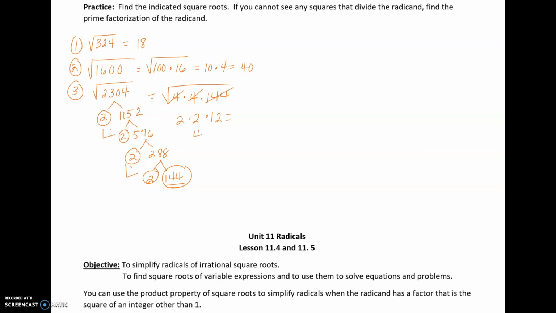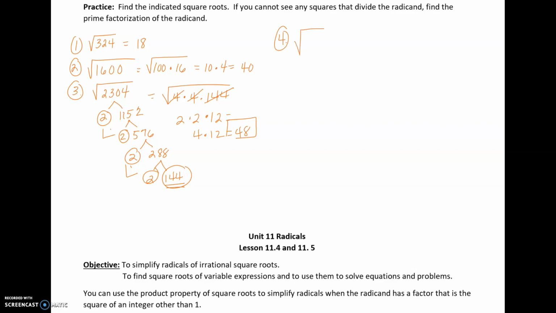2 times 2 is 4, and 4 times 12 is 48. This isn't the only way to do it, but this is one method. You might have chosen 9 and then found the other factor times 9 that makes that true, and gotten to 48. But again, this was a perfect square. We just didn't know it by doing it by hand until we were able to break it apart.